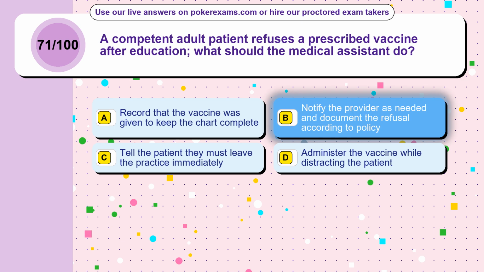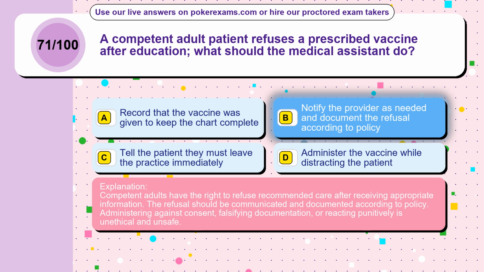The correct answer is option B, notify the provider as needed and document the refusal according to policy. Competent adults have the right to refuse recommended care after receiving appropriate information. The refusal should be communicated and documented according to policy. Administering against consent, falsifying documentation, or reacting punitively is unethical and unsafe.